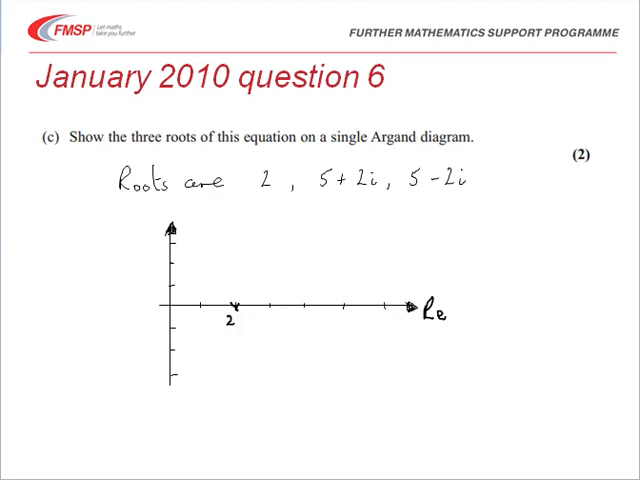And then the others are a conjugate pair, so they must be symmetrically placed, one at 5 plus 2i and the other one at 5 minus 2i. So these will be symmetric about the real axis, a reflection. And just labelling up the other axis as the imaginary axis. There were 2 marks available for that part of the question, and that was for a fully correct and labelled diagram.